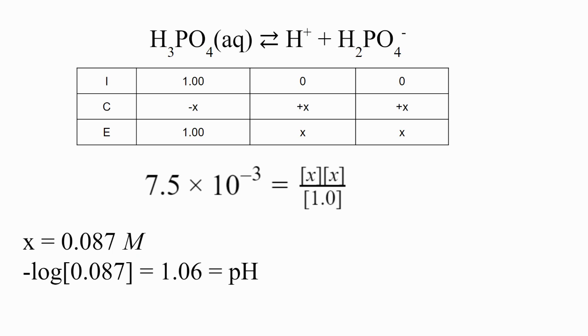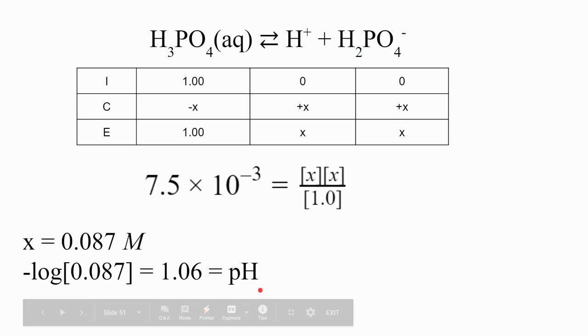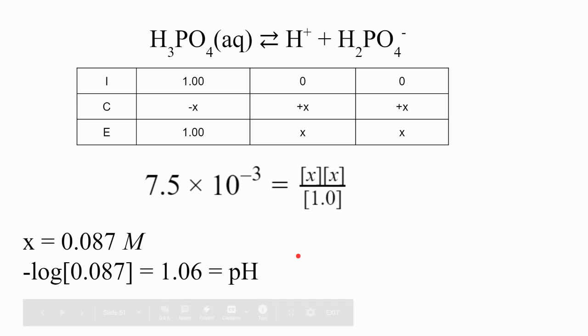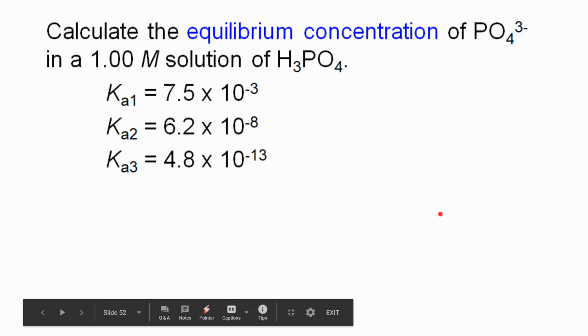So I went ahead and did it the easy way, as I suggest my students do. Negative log of that gives me a pH of 1.06. It's clearly acidic. And that's how you get the pH of a weak acid. Notice there's really nothing different, but here's the rub, as they say. Things can get a little weird when they start asking you for concentrations of the anion in the solution.